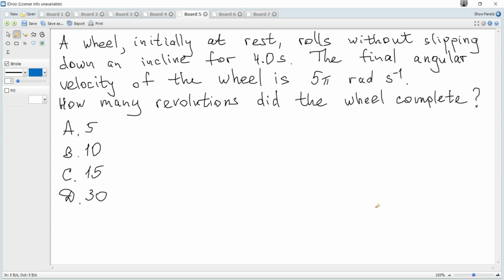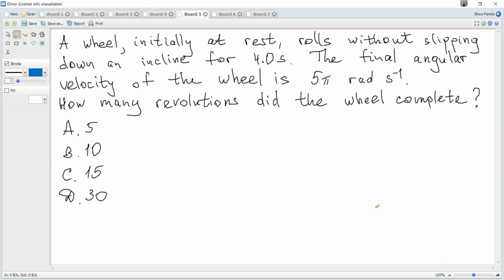A wheel initially at rest rolls without slipping down an incline for 4 seconds. The final angular velocity of the wheel is 5 pi radians per second. How many revolutions did the wheel complete? How to find the number of revolutions? It's just the angular displacement divided by the angle of one revolution, which is 2 pi.